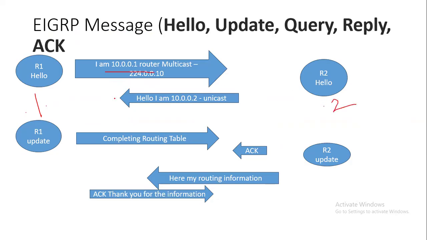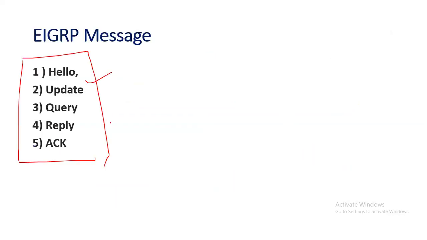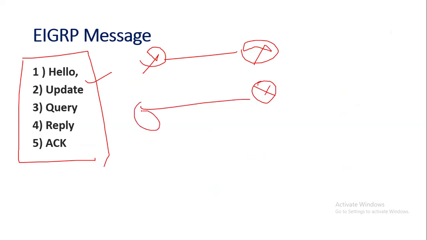Once the neighborship is maintained, they will exchange routing information. First, router 1 will send a hello message to router 2, and if the EIGRP neighborship is maintained, router 2 will respond.